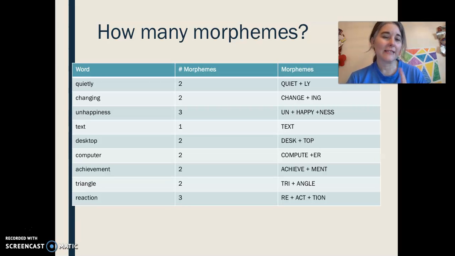Reaction, this one's a little tricky because you think about it all as one thing, but you can actually break that down into three parts. So the main base word is act, and then you can react, and you can have a reaction. So you take the verb act and you add re. It's still a verb, react. And then you add t-i-o-n, which is pronounced shun. That makes that verb a noun, reaction. A reaction is what happens when you are reacting to something, the act of reacting.